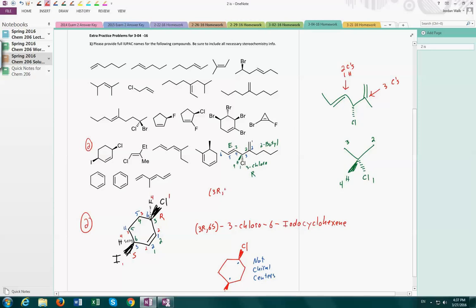So what we're going to end up with is 3R, 4E. Does it matter which one goes first? I think technically the lower number is supposed to go first, but as long as the stereochemistry info is there, that's the important part. So 3R, 4E, and then 2-butyl, 3-chloro. And so where are our double bonds here? What numbers? 1 and 4. So we'd say 1,4-hexadiene. What if we just said 4?